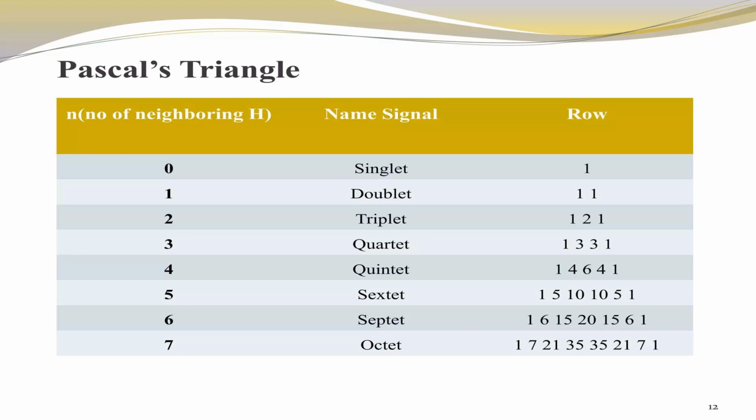Then if there are 2 neighboring edges, it is known as a triplet, and the representation is 1 2 1. If the number of neighboring edges is 3, then it's known as a quartet, and the representation is 1 3 3 1. And if there are 4, then 1 4 6 4 1. If 5, then a quintet; if 6, a sextet; if 7, a septet; if 8, an octet. So this is the Pascal triangle explaining this table.